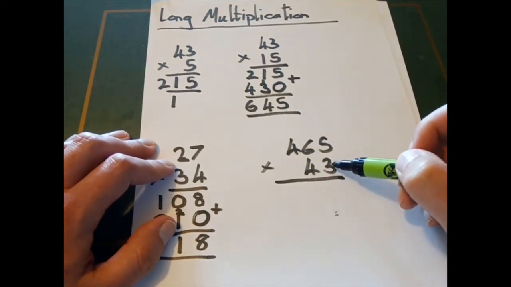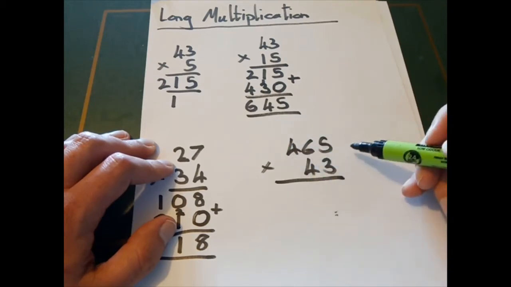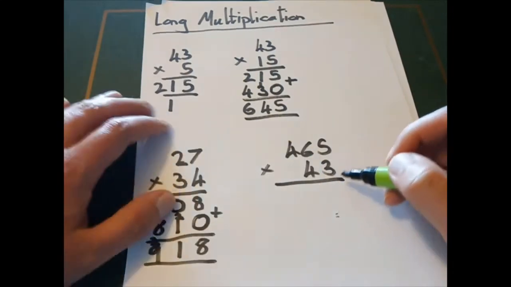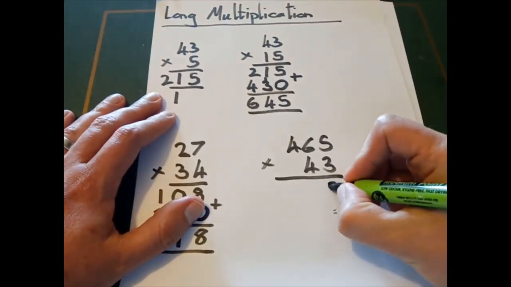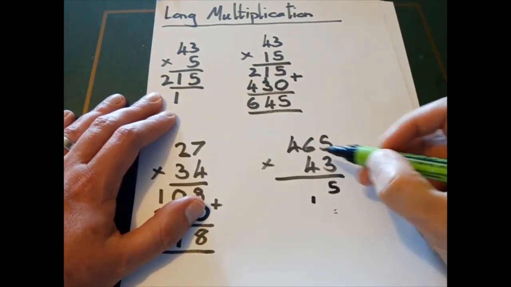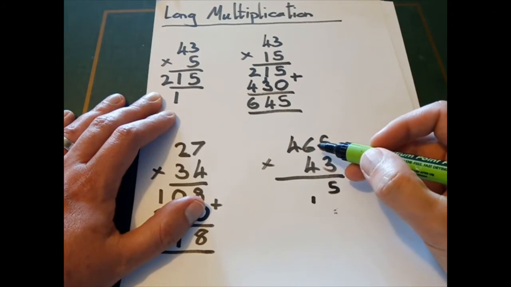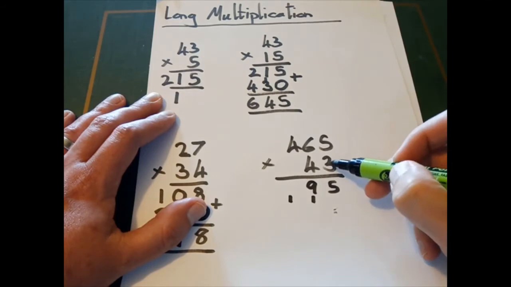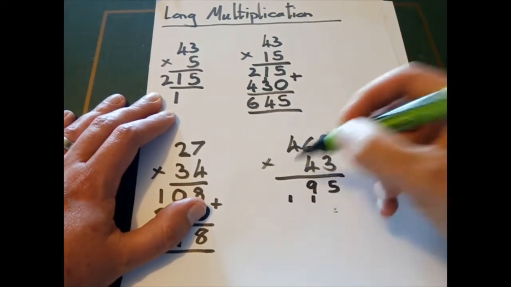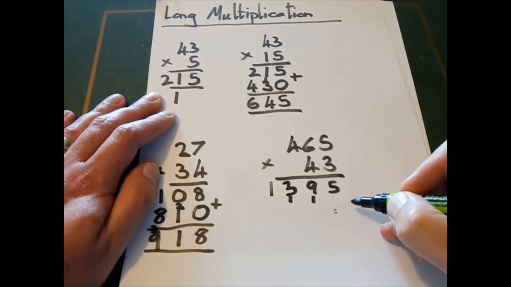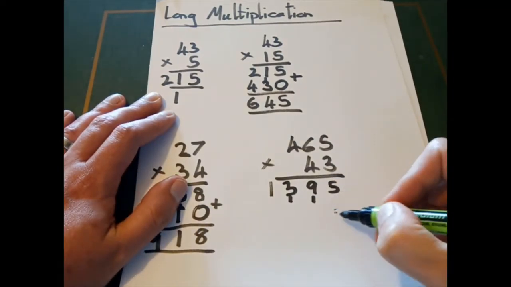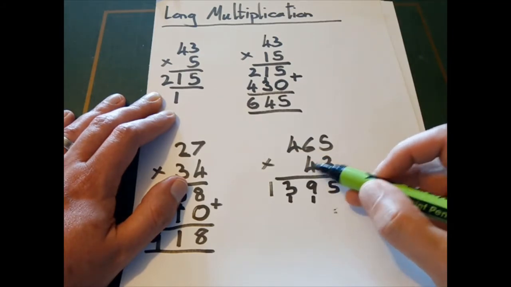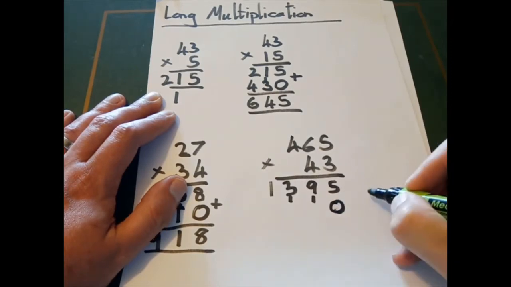Exactly the same routine. Every number on the bottom must be multiplied by every number on the top. Ignore the 4 for the moment and we'll work along. So 3 times 5, 15. 3 times 6, in this case, will be 18, and 1 more is 19. 3 times 4 is 12, and 1 more is 13. What do we need to put here? Because we're moving across to now multiply by 40 rather than 4, we must have our placeholder 0.